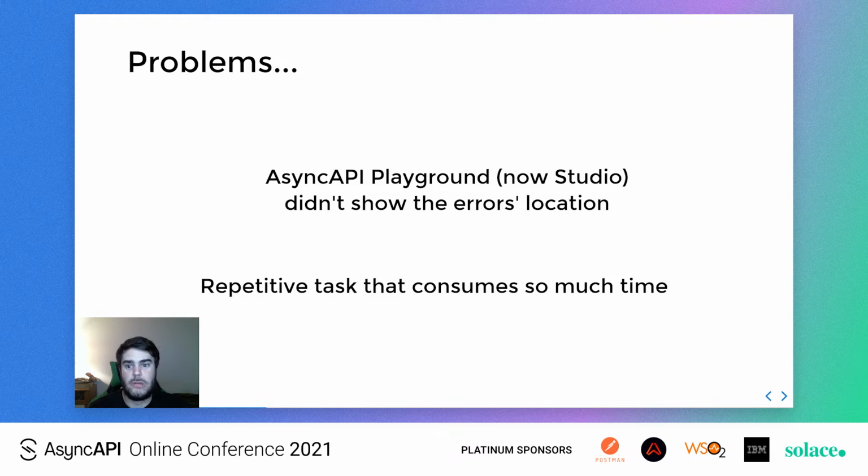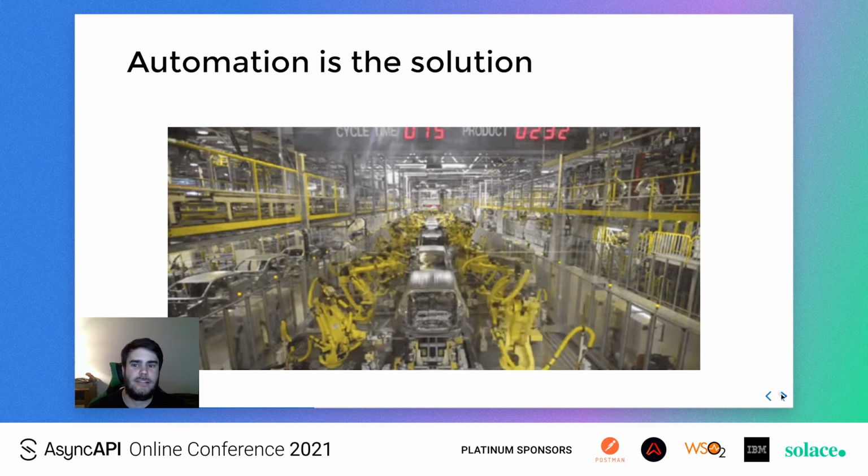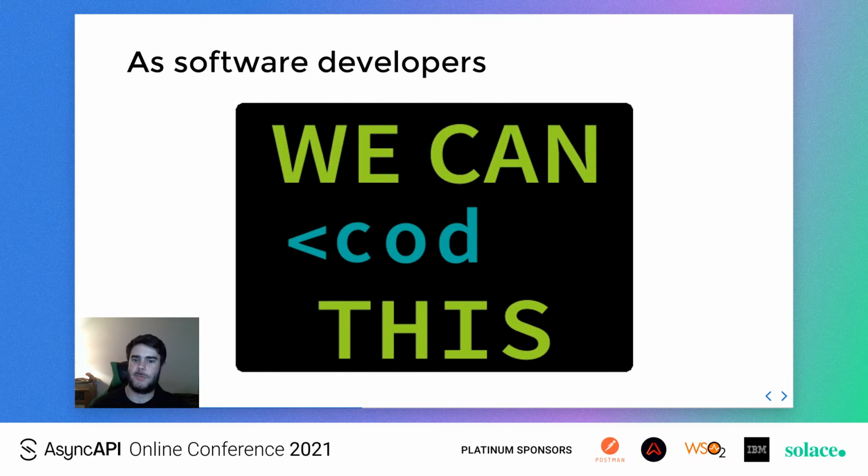What do we always do when a task is repetitive? So automation is the solution. And as software developers, we can code a tool to automate this process.